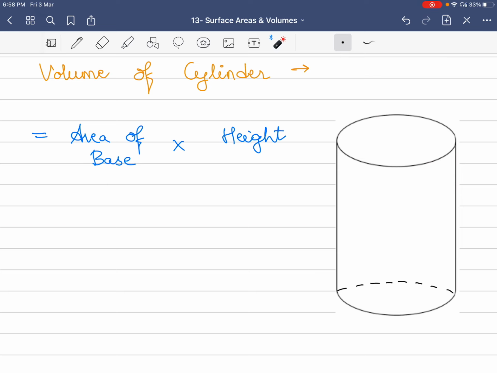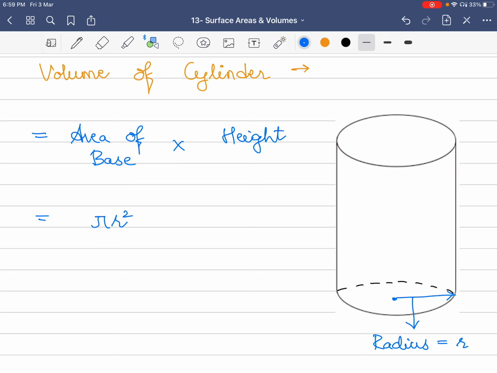So in case of a cylinder, this base is circular, so the area of the base is going to be pi r square. We forgot to note down this r. So this is the r of the cylinder, which is the radius. So I'm just going to say radius equal to r. Every cylinder has two parameters. One is the radius r of this circular base, and the other one is height. So I'm just going to quickly note down the height.